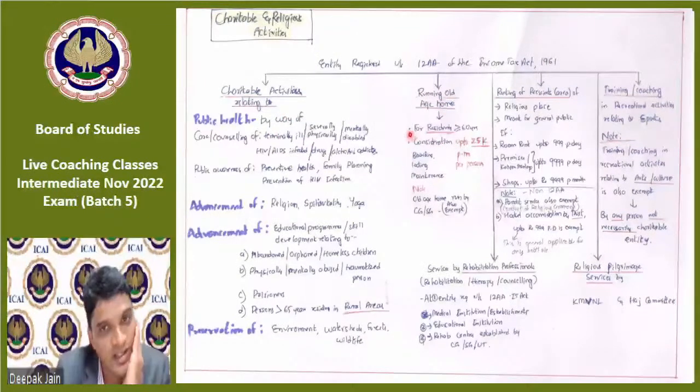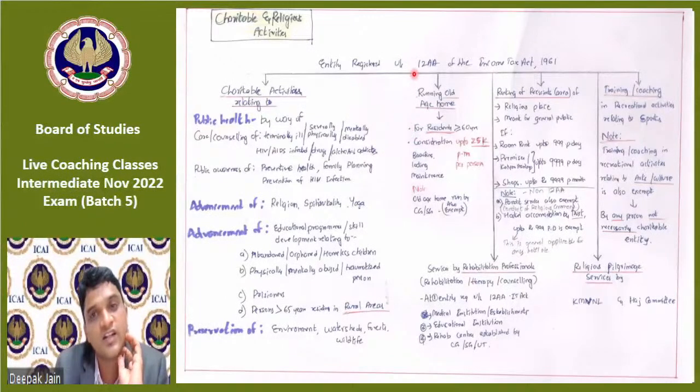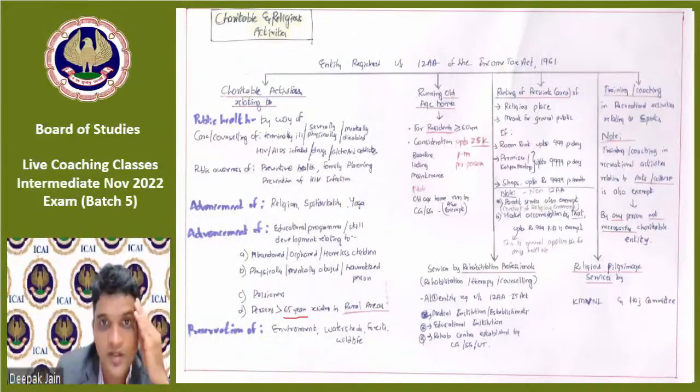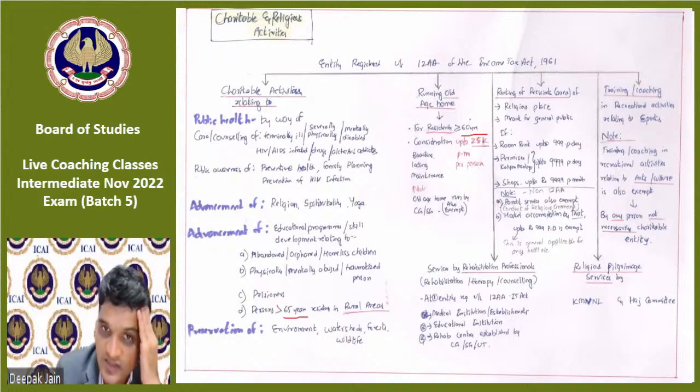Second is what is the exemption given? Entity which is registered under 12AA and which is running old age home for residents above 60 years. So we have to be careful. Here there are two things. Here we are using 65 years. This is for advancement of educational program. Here we are seeing old age home. Here it is above 60 years. The difference between 65 years and 60 years. Here we are seeing 60 years.